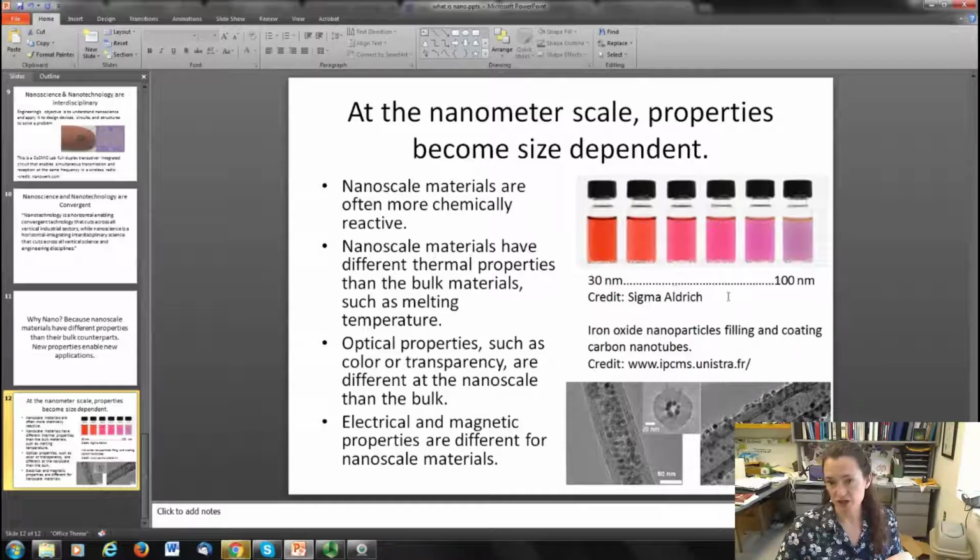An example of this is also an image from Sigma Aldrich. These vials contain a solution with nanoparticles in it, and as you change the size of the nanoparticle without changing the composition at all, the color of the solution changes. You can see an orange color for 30 nanometer particles, but as you go up to 100 nanometer particles, the color changes more towards purple. That's kind of fascinating. Also, electrical and magnetic properties are different for nanoscale materials. The conductivity changes and the magnetization changes as you change the size of the particle, and you might want to harness that effect. So that's a nice little introduction.